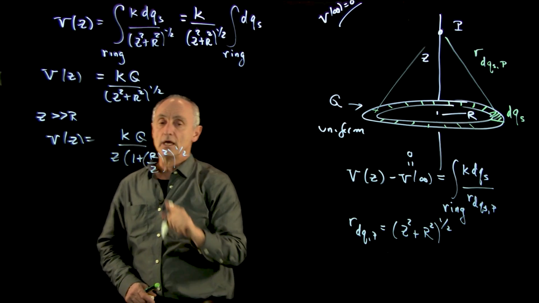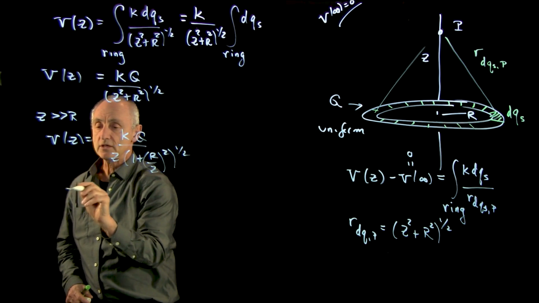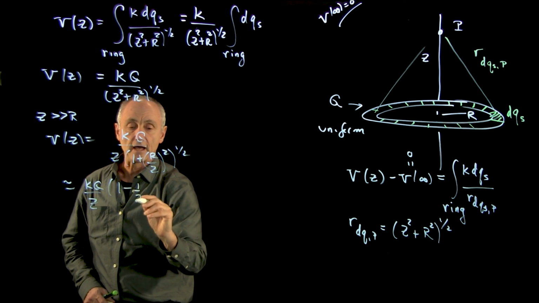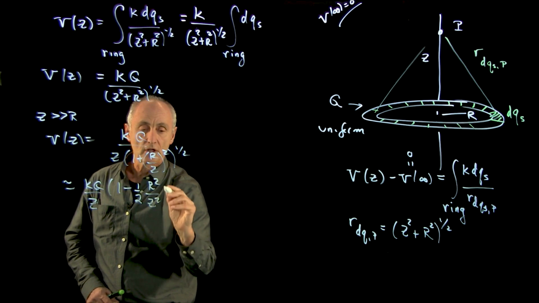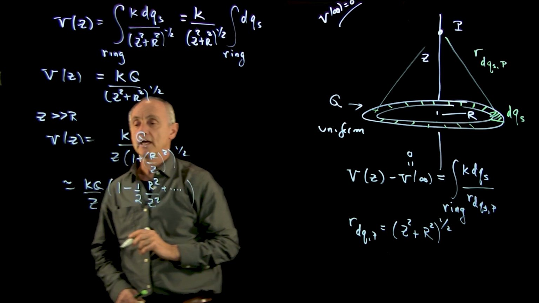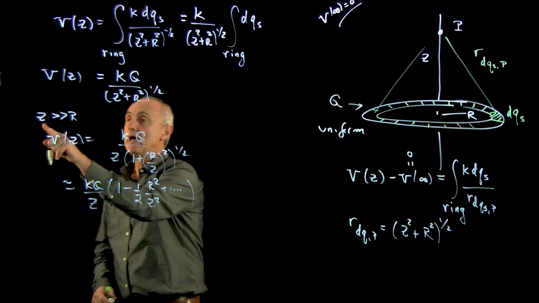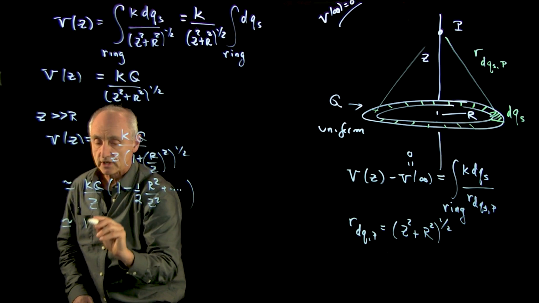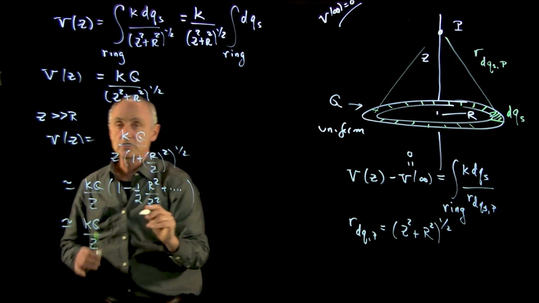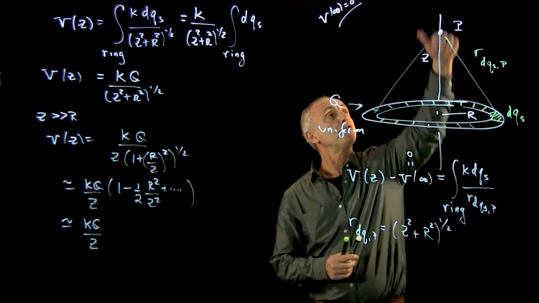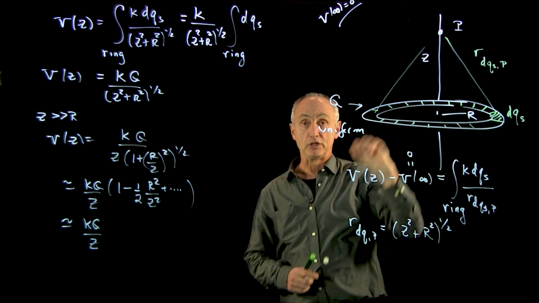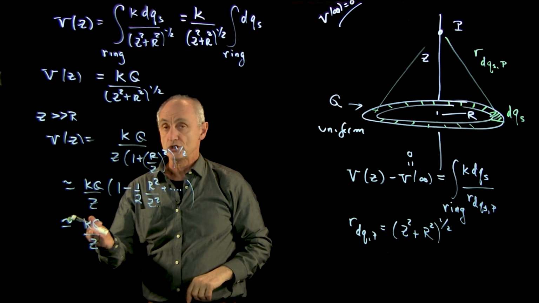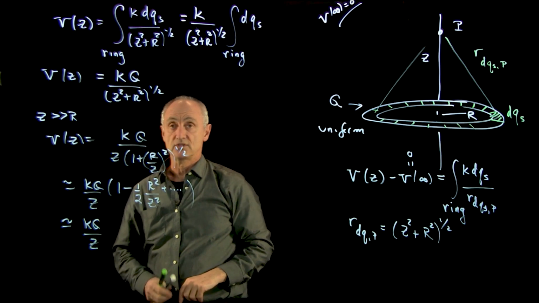And I can use my expansion of the denominator to write this as kq over z times (1 minus 1/2 r squared over z squared plus higher order terms). And we can see that in the limit, as z is much bigger than r, this term goes to 0. We have a constant. And our result is kq over z, which is exactly what we expect. Because if we're very far away, this entire ring looks like a point charge. And we're a distance z away from it. And that's the potential function for a point charge, where the point P is a distance z away.